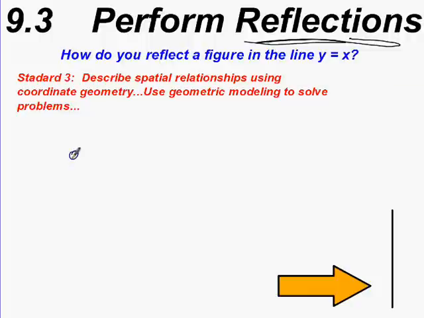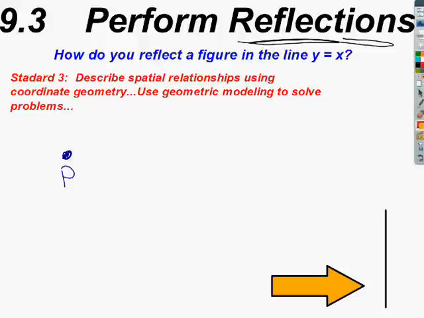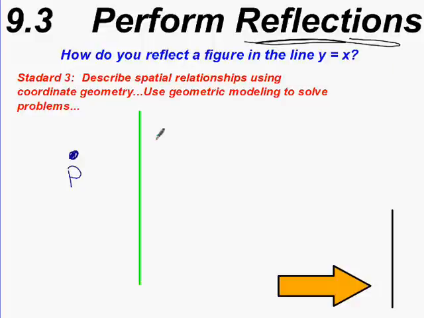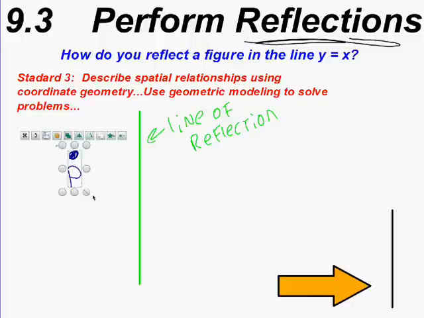Let's say we have some point, and let's call it point P. And then we have something called a line of reflection. This is called the line of reflection. It's the thing that we're going to reflect over. And let's take this specific point P and reflect it over this line of reflection. Notice that when I reflect it over, I have to go the same distance to the line and then go the same distance over. So that is officially reflected.